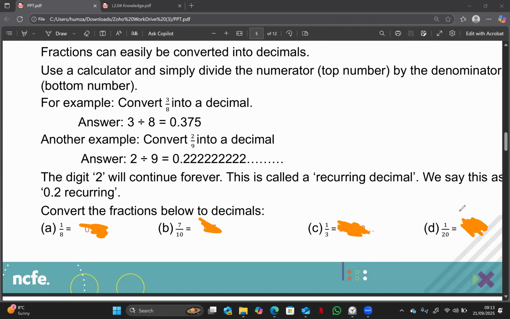So let's convert these now. So 1 over 8, all we do is in our calculator, what do we do? 1 divided by 8. Yeah, exactly. So if we do that in our calculator, we get 0.125. Second one, you can do it for me. What do we do?